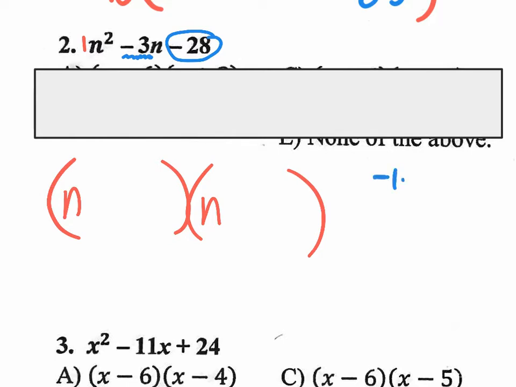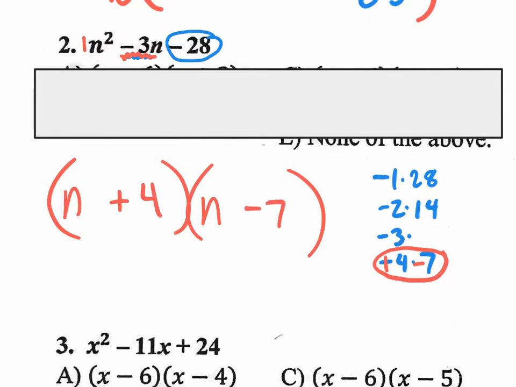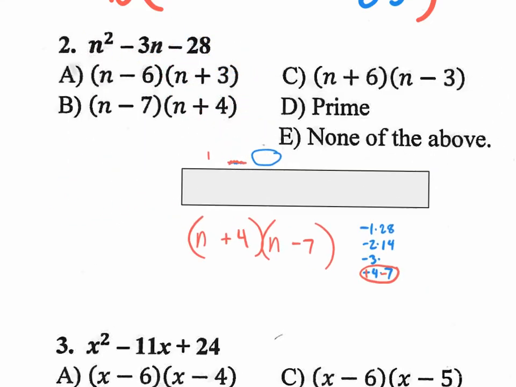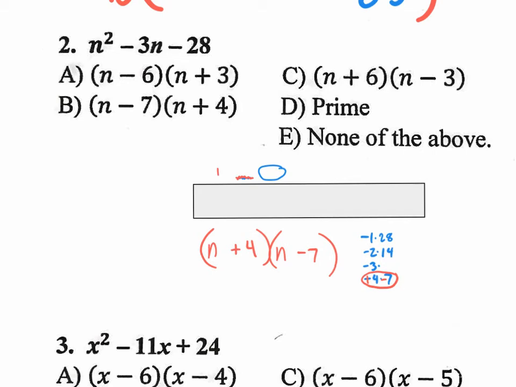So if you go negative 1 times 28, negative 2 times 14, negative 3 times does not work, negative 4 times 7. So when we think about all those possibilities, negative 4 plus 7 is positive 3, but we want a negative 3 up there. So we need to change the signs. Make it a positive 4, make it a negative 7. So positive 4 and negative 7, that's your answer. And when you check your answers, it is positive 4 and negative 7. So this is option B. Let's move on to number 3.